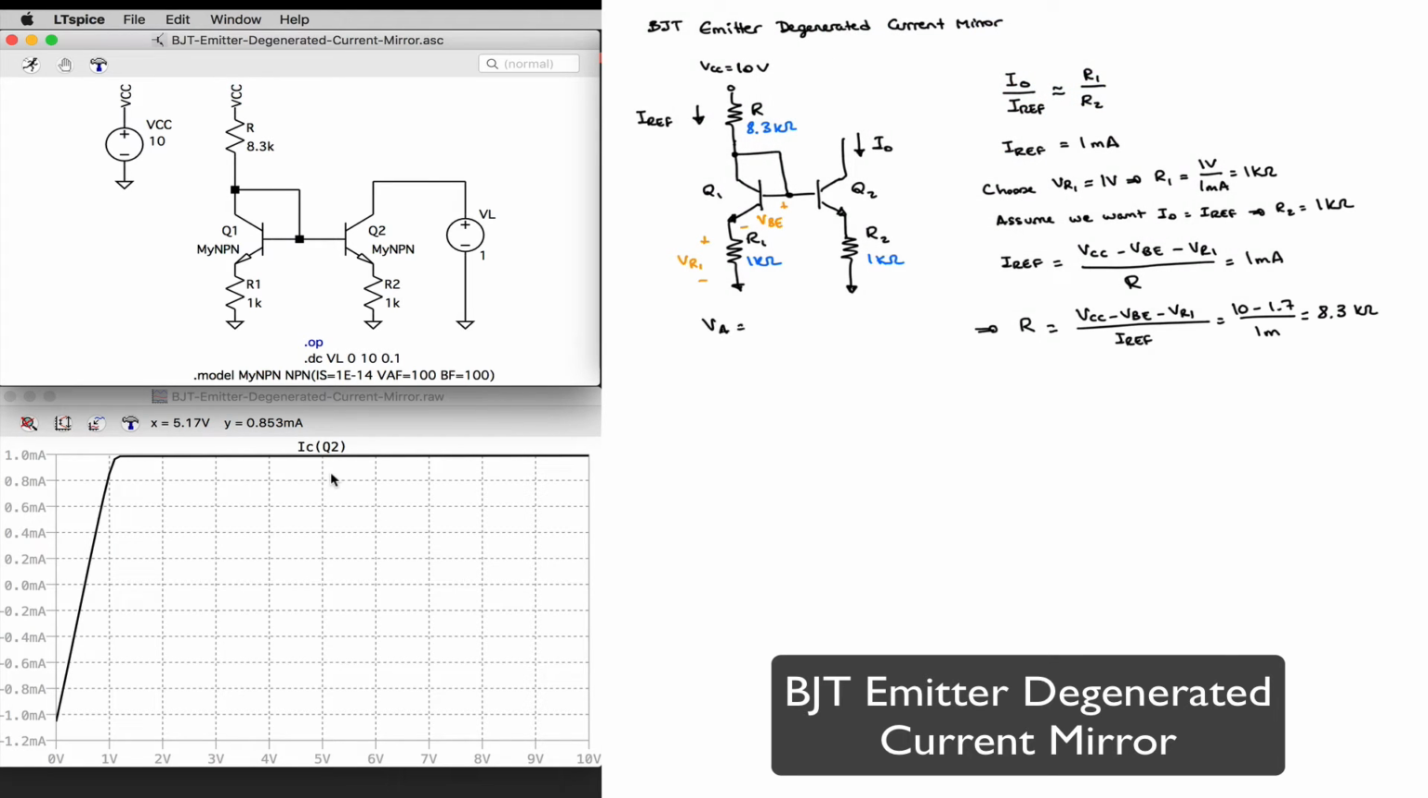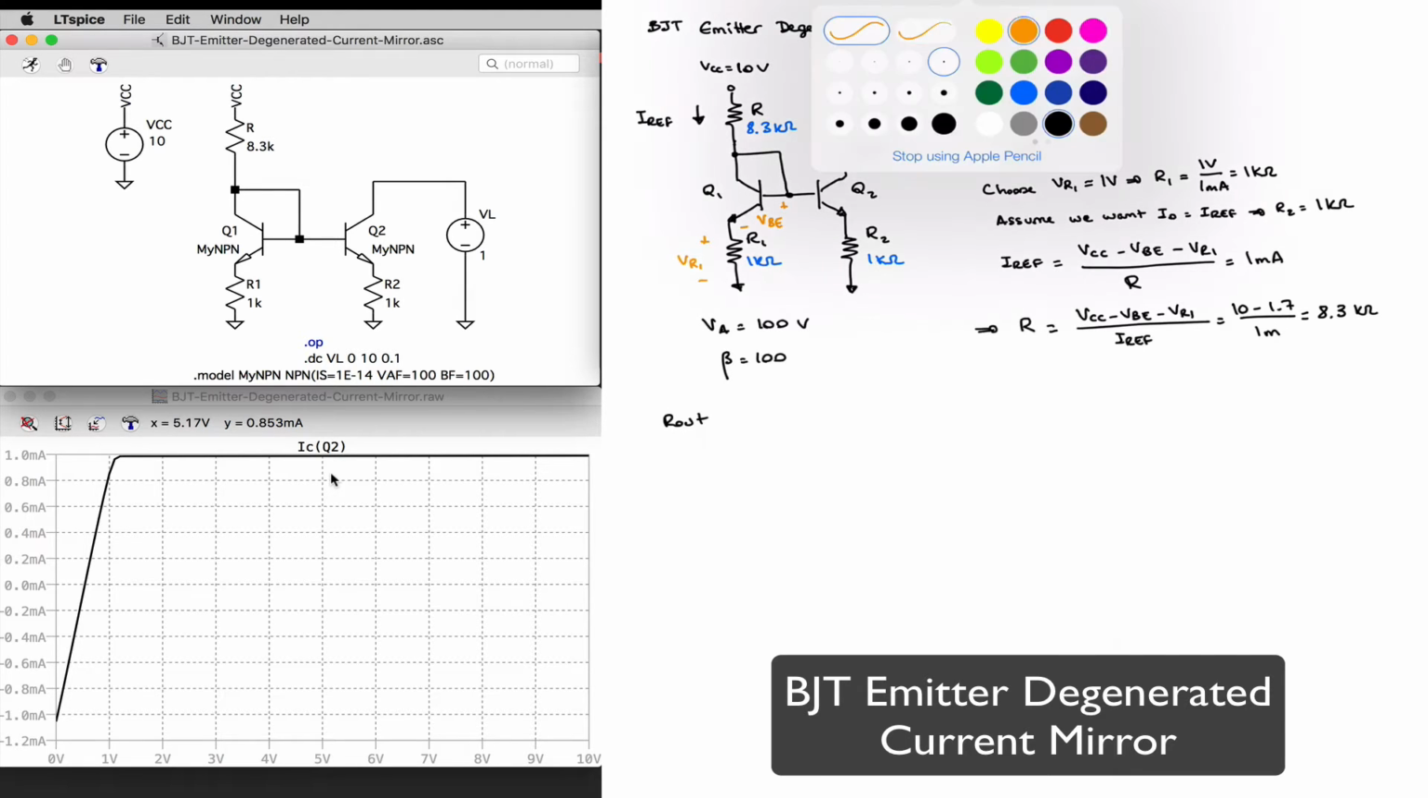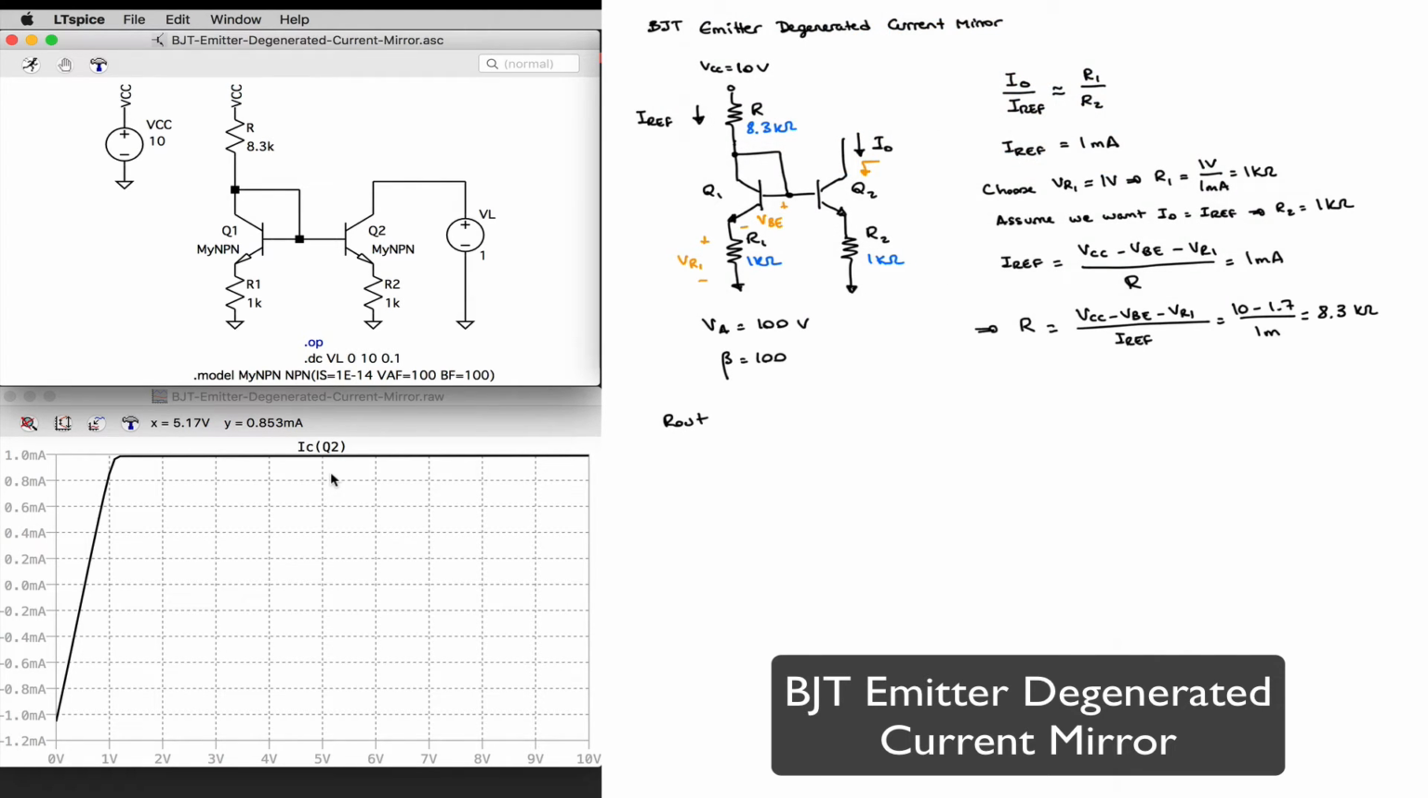So assuming my early voltage is equal to 100 volts, my beta is equal to 100. My output resistance R out, looking into the collector of Q2 is, now that I have added that emitter resistor, going to be equal to little rho 2 times (1 plus gm times (r pi 2 in parallel with R2)).